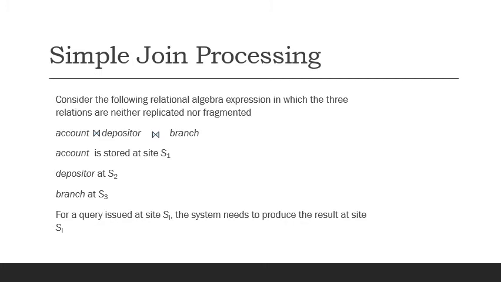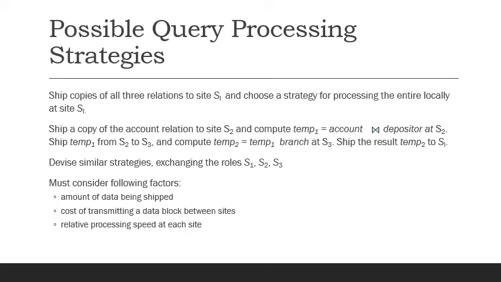Among the possible strategies for processing this query are these. First, ship copies of all three relations to site S1, and choose a strategy for processing the entire query locally at site S1. Second, ship a copy of the account relation to site S2 and compute temp1 as account join depositor at S2. Then ship temp1 from S2 to S3 and compute temp2 as temp1 join branch at S3. Finally, ship the result temp2 to S1. A third strategy is similar to the previous one, with the roles of S1, S2 and S3 interchanged.